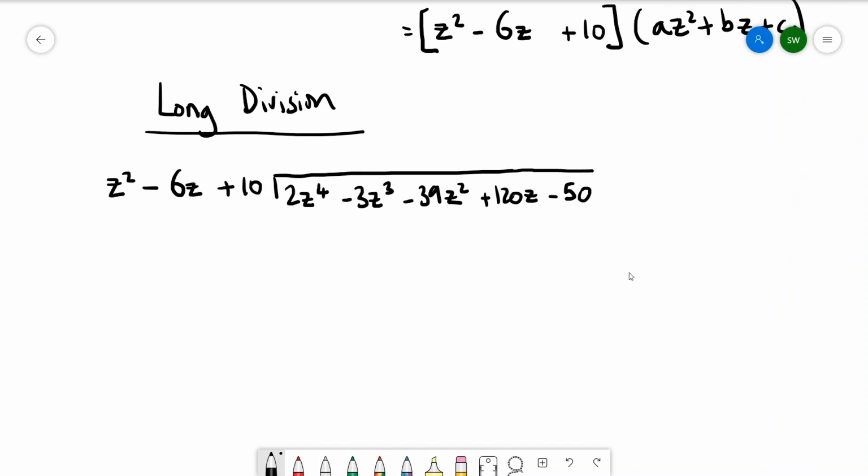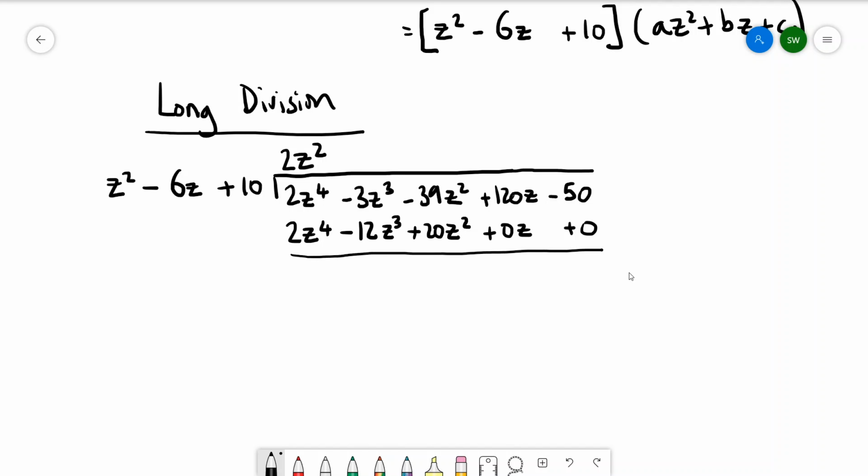So we're going to ask ourselves, what do you have to times z squared by to get 2z to the power of 4? That's 2z squared. And then we're going to times everything, 2z squared by everything on the outside. So we're going to have 2z to the power of 4 minus 12z cubed and plus 20z squared. And really we've got plus 0z and plus 0. You can write that if you want to, just to keep the columns neatly lined up.